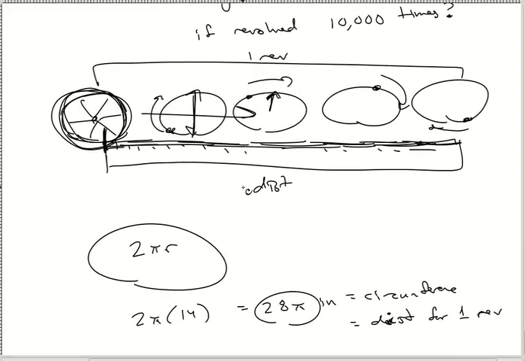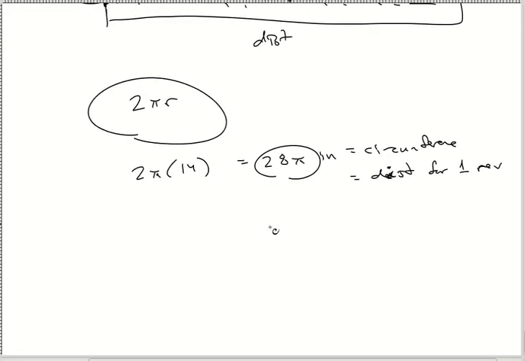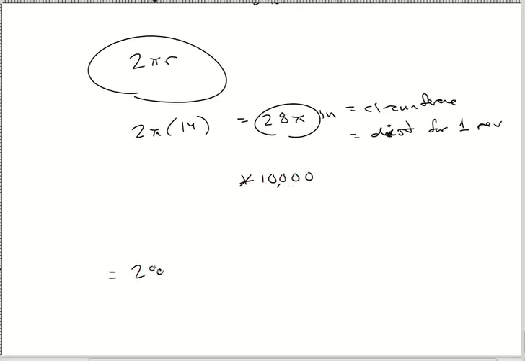Well, guess what? They said, how many revolutions? 10,000 times. So I'm going to say this amount times 10,000. So 28 pi times the 10,000 equals, and what do we get? Well, a huge decimal number. 28 pi times 10,000, and I've got 87964.943. Guess what? Inches.